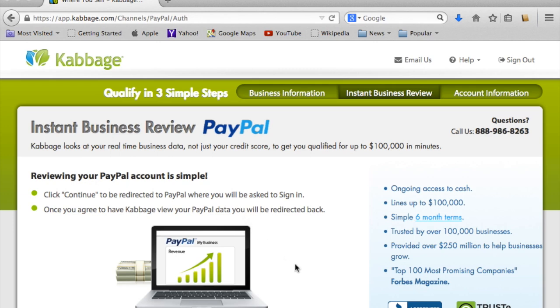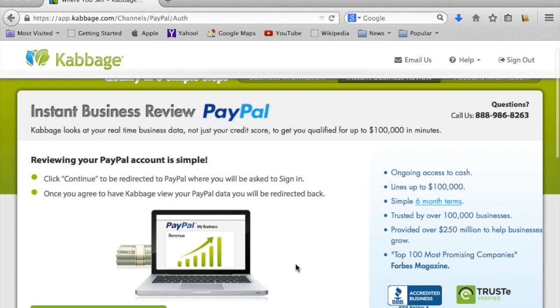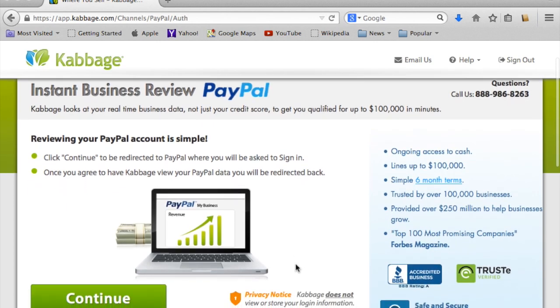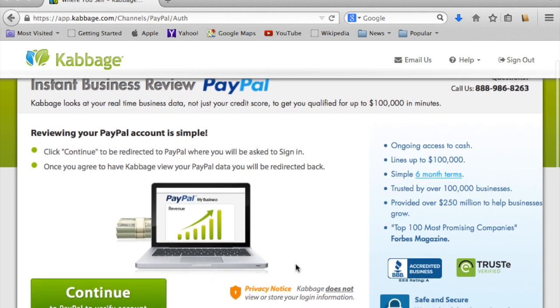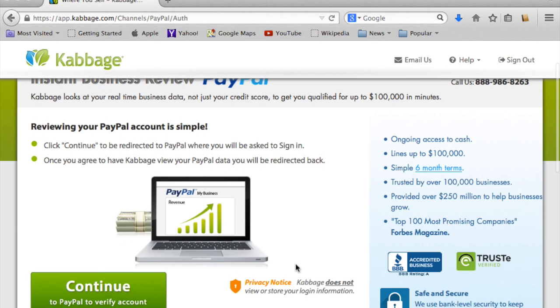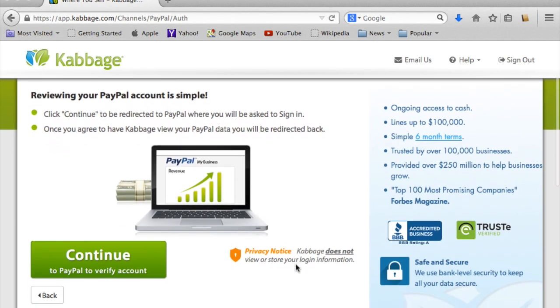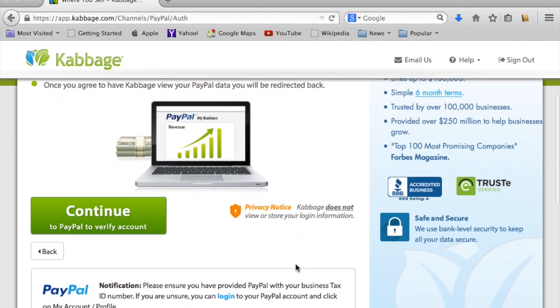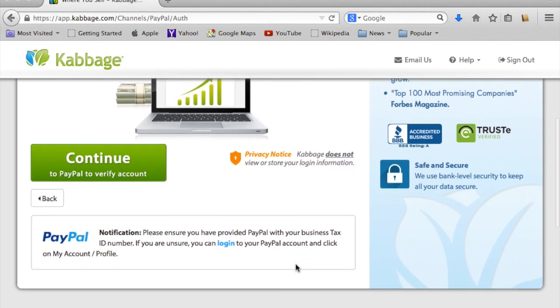Now, as you can see here, I have selected the PayPal button for my instant business review. Now, you'll scroll down, you'll see a green button that says continue. You click that button and it will automatically redirect you to PayPal's website. Once there, you will log into your PayPal account, and Kabbage will then be linked to that PayPal account, which will allow them to access your business transactions and monthly revenue.